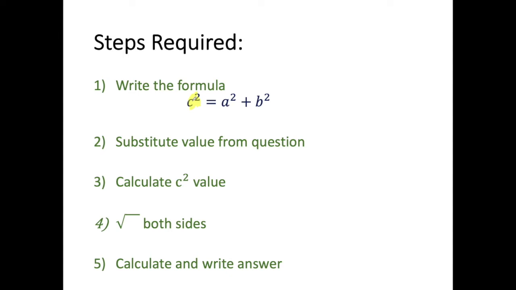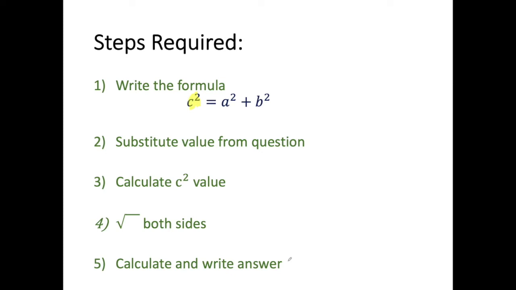This is an important step and a step that is often left out by students. They get down to step 3 because they've got a number, they think that is the missing side, and they move on to the next question. Don't forget to square root both sides after you get your c squared value. So square root both sides, and the last step is to calculate and write the answer, making sure you include units of measurement in your answer. If there's no units given in the question, just write units.